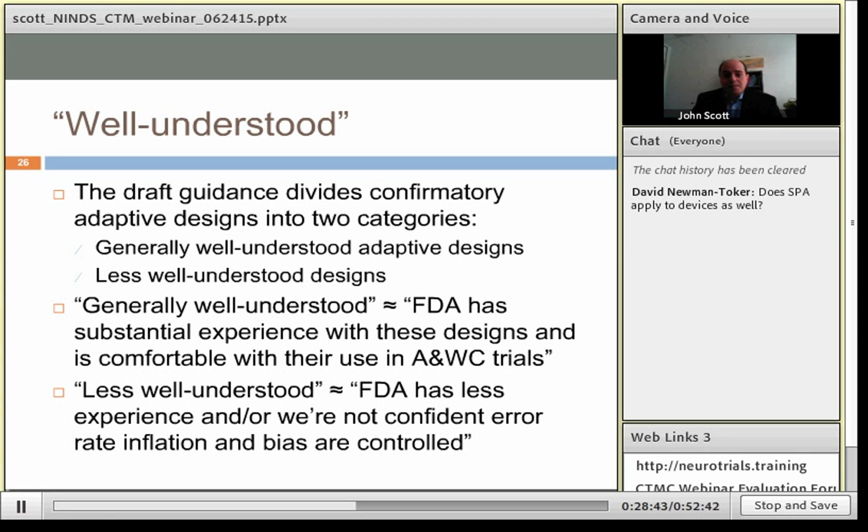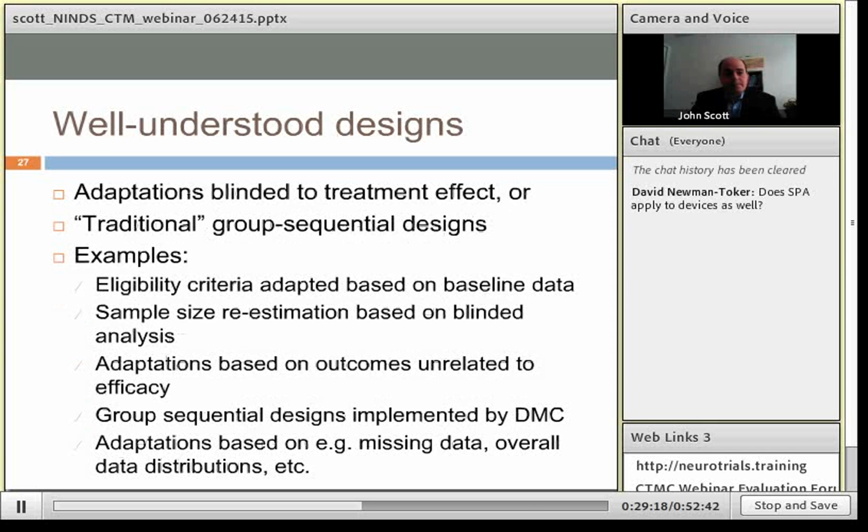And what these terms mean in context, and the way I would have written it or would re-express it if I had the chance, is designs for which we have a lot of experience and designs for which we don't have a lot of experience. So a generally well understood design would be a design for which FDA has substantial experience and is comfortable with its use in an adequate and well-controlled trial. And less well understood would translate to FDA has less experience, or we're not confident that error rate inflation, operational bias, or other issues are under control.